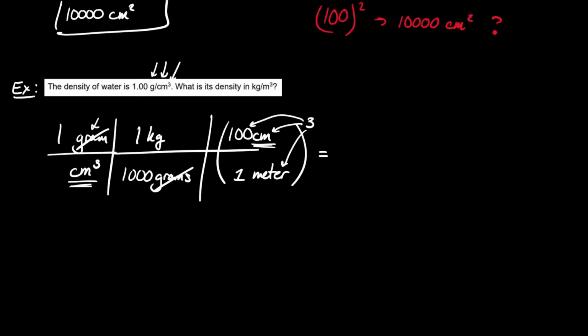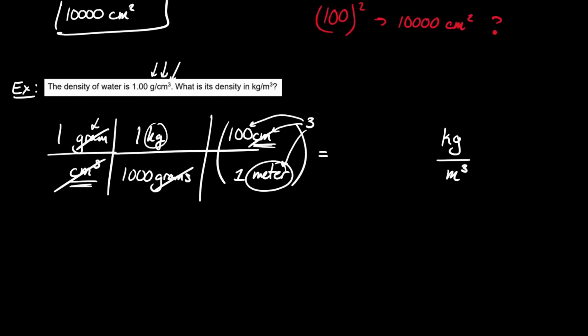Alright, we check that we've canceled all the units we want and we're left over with the units that we do want. So we've canceled grams against grams. We have canceled 3 centimeters, so centimeters cubed, against this centimeters cubed. And our leftover units are kilograms upstairs and meter cubed downstairs. So we've got the right units, and now whatever number comes out of all the other numbers will be the number that goes in front.